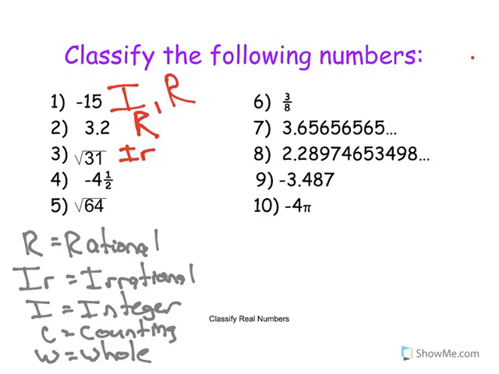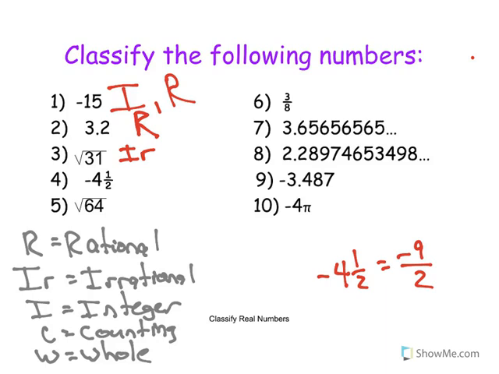How about -4.5? Well, that should be an easy one. -4.5 as an improper fraction is -9/2. Well, that's a fraction, right? And specifically a fraction where the numerator and denominator are integers. So I don't think I mentioned that part before, right?